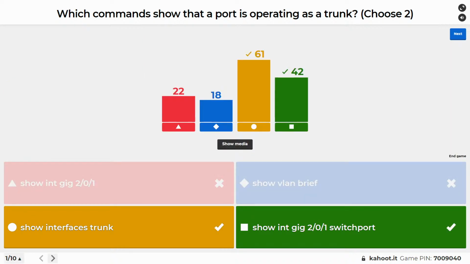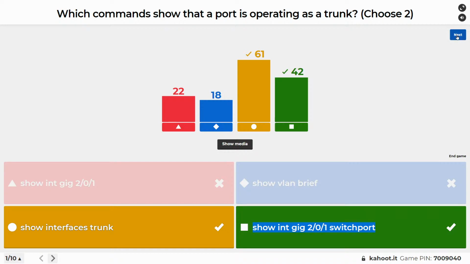All right, which commands show that a port is operating as a trunk? And there is show interfaces trunk. That'd be my first guess, which we had the most on. Perfect. And then show interface gig 2/0/1 switchport. That's a really cool command because it'll show you not only how it is administratively configured, but it'll also show you how it is operating. So that's a really handy one to keep in your pocket as well.